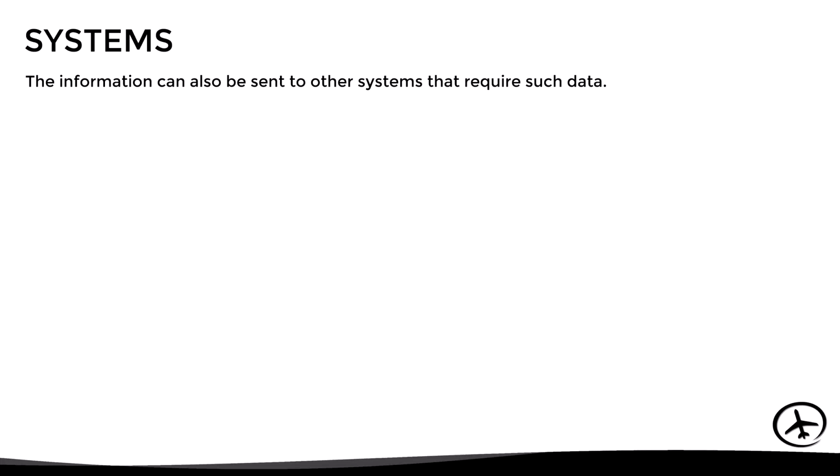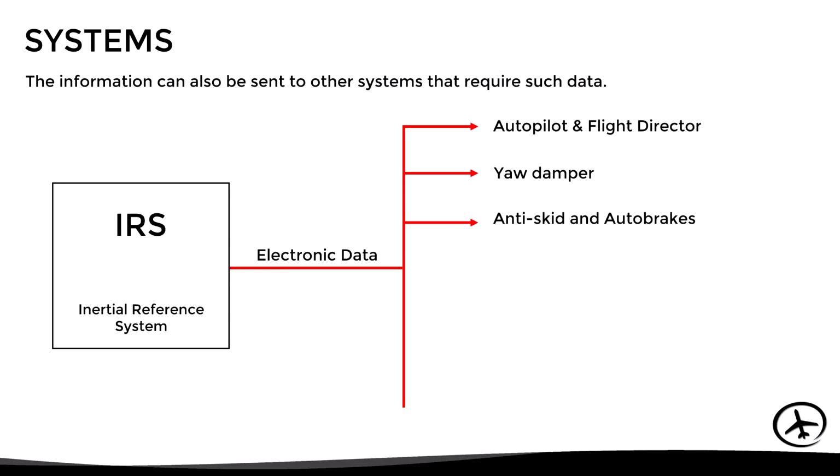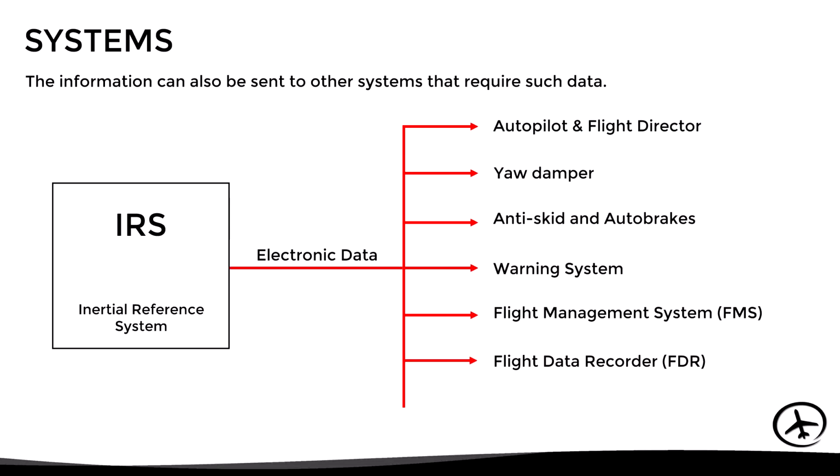However, depending on the design, the IRS may also send data to other systems, such as the autopilot and flight director, the yaw damper, the anti-skid and auto-brake system, the centralized warning system, the flight management system, the flight data recorder, and the weather radar.